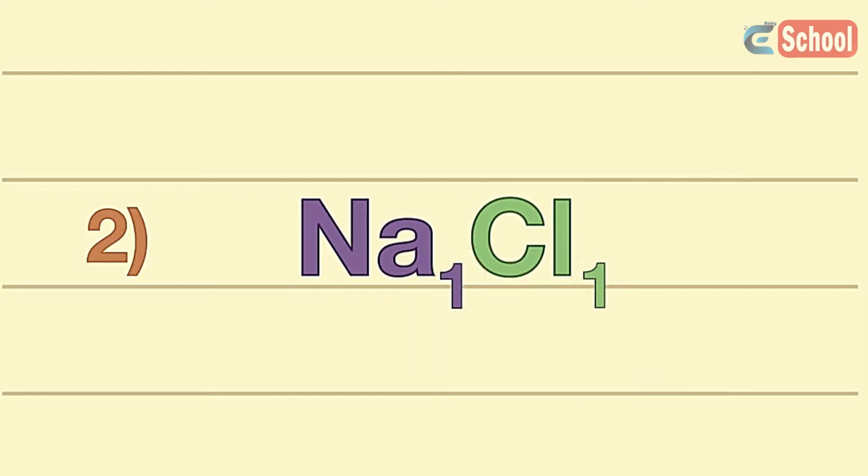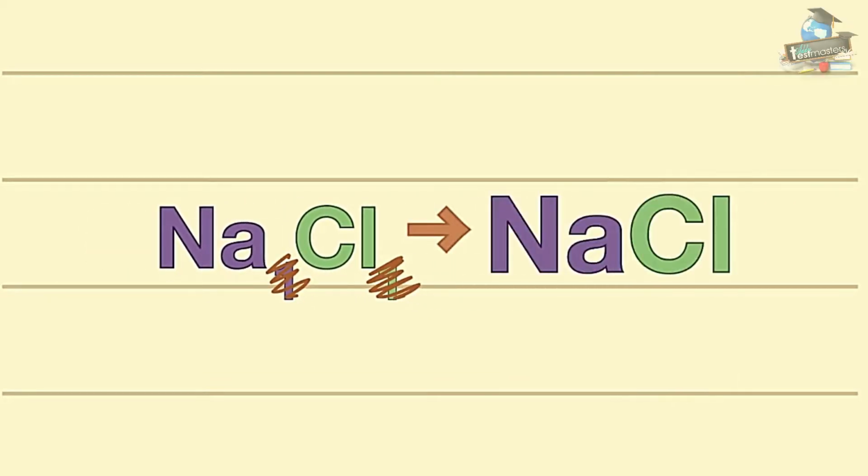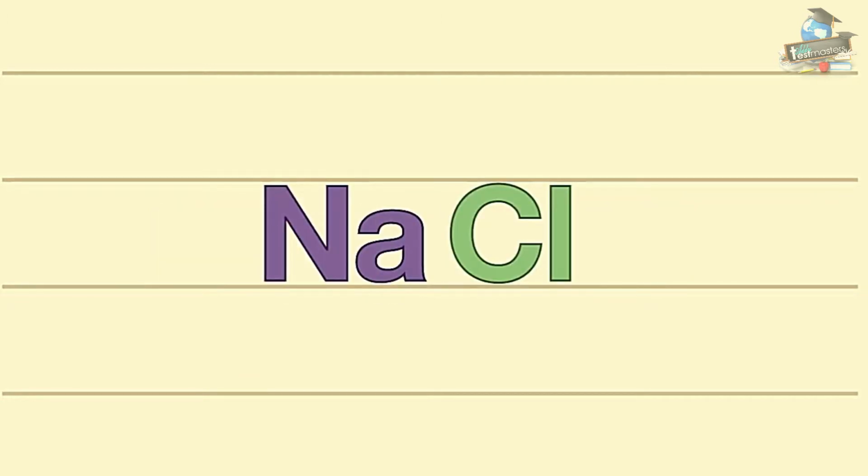1 is never written in a formula. It's assumed that no number written means that there is one atom. So the resulting formula is NaCl.